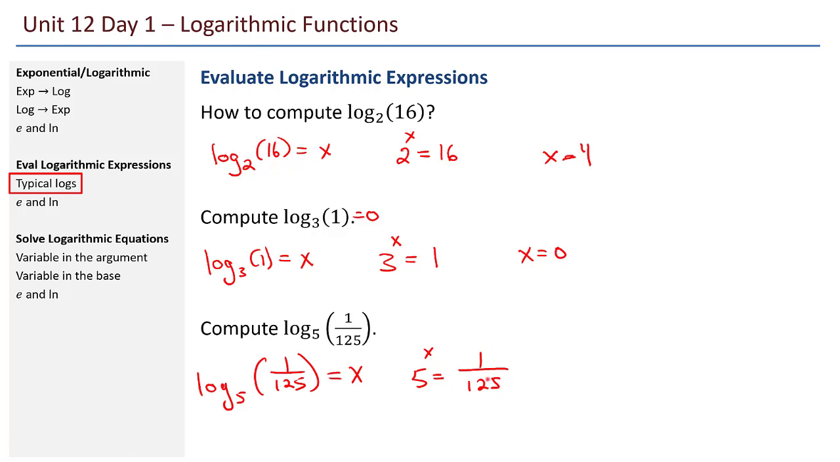So let's take this 1 over 125. That's the same thing as 1 over 5 cubed. And now I can write this as 5 to the negative 3. So here we go. I've got 5 to the x equals 5 to the negative 3. So that tells me x equals negative 3.